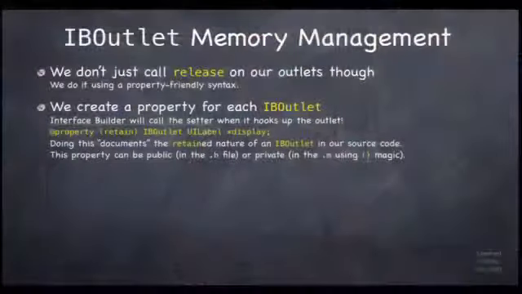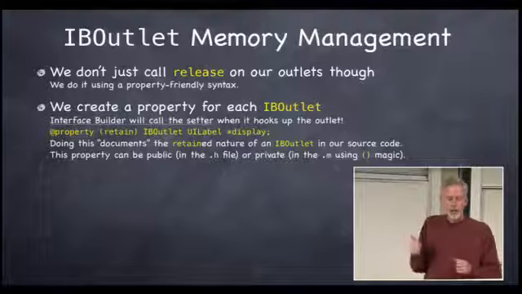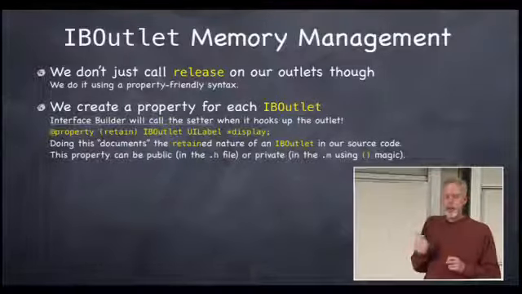But more important here is the syntax we're going to use to release the outlets. All right, so we're not just going to say release because we will make your lives difficult. No, not really, but we want to document what's going on. So the way we do this is we create a property for every IBOutlet. Okay, and this is what the syntax looks like. @property (retain) IBOutlet UILabel *display.